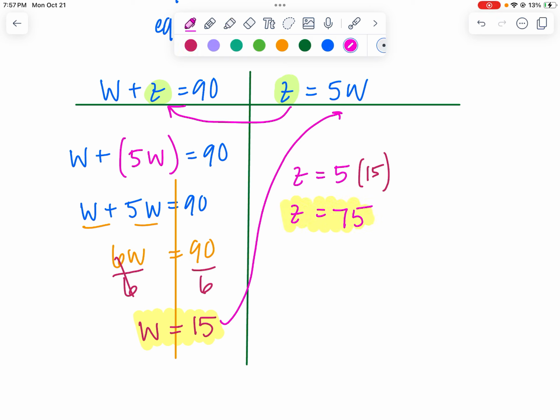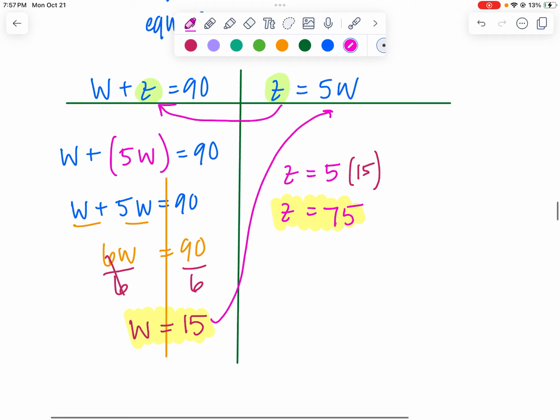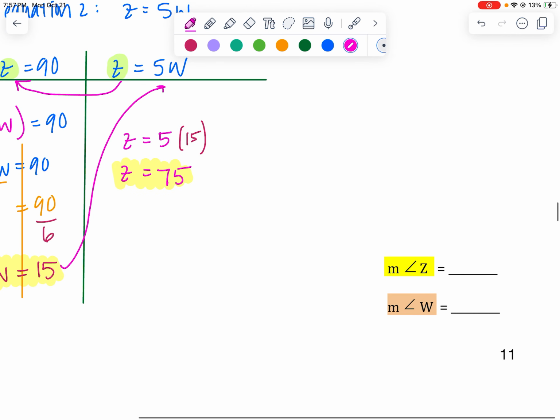Okay. So if I look over here, Z, we say it's 75 degrees. Don't forget your degree symbol. And then it says W is just 15 degrees. Okay, just like before, we can always double check to see if we did our work right. So let's go ahead and check it.